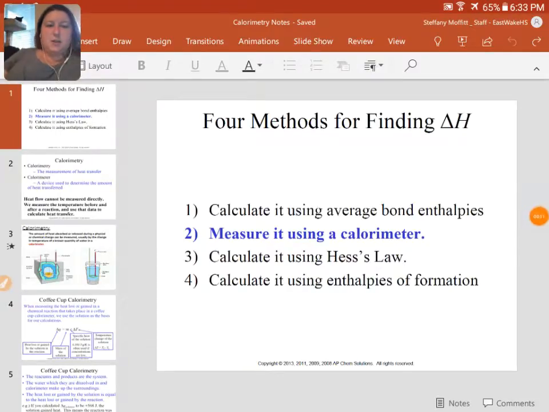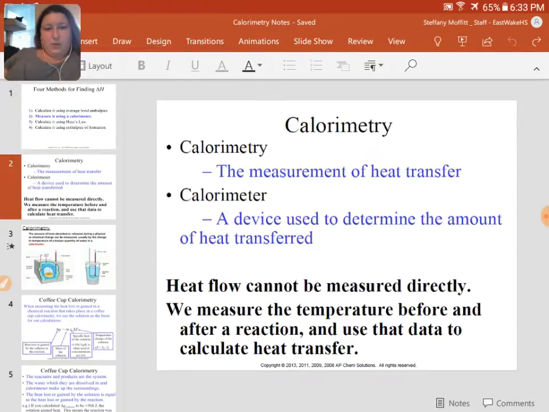Right, so another way for us to calculate delta H is with a calorimeter. We have used calorimeters in the lab already, but now we're going to use some math with it. Calorimetry is the measurement of heat transfer. A calorimeter is the device we use to determine that amount of heat transfer.